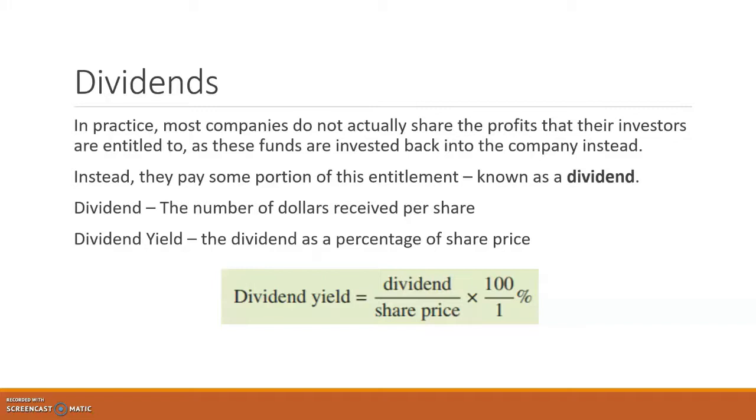So because of that, not all of the profit is actually given out as it is entitled to people. Instead, they pay some portion of this entitlement, and we call that the dividend. So the dividend is the actual payment people receive. They don't always receive the percentage that they're entitled to. A dividend is measured in the number of dollars you receive per share that you have. So for example, a dividend might be 15 cents per share. So if I have 2 shares, I get 30 cents. That's what a dividend is. Now, dividend yield is the dividend as a percentage of share price. So that means dividend over share price, then times 100%.